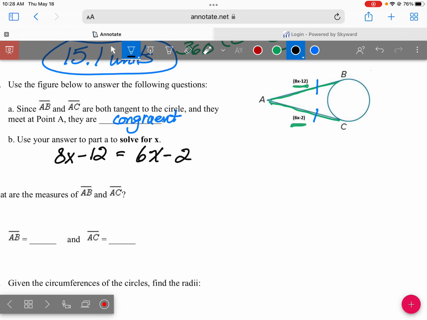What do I need to do here? I don't say combine like terms here. You get your x's on one side, numbers on the other, right? So move the smaller coefficient over. Subtract 6x, subtract 6x. The 6x's cancel out. 2x minus 12 equals negative 2.